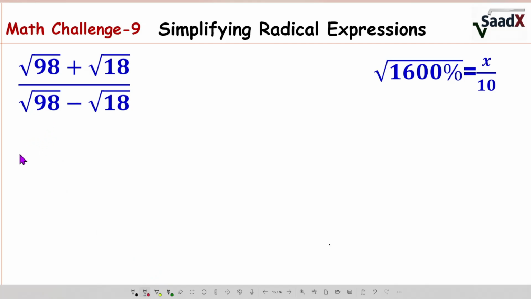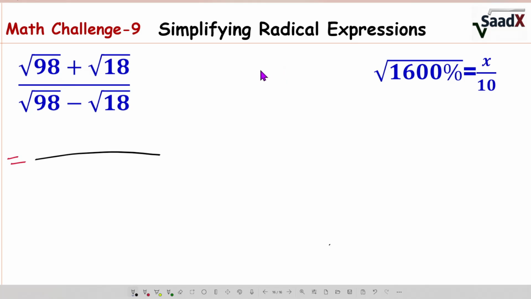First one. Here is a fraction: in the numerator, root 98 plus root 18, divided by root 98 minus root 18. So it's not so hard, but we have to be careful about how we simplify this one. Look, for this root 98 we have to find the perfect square.